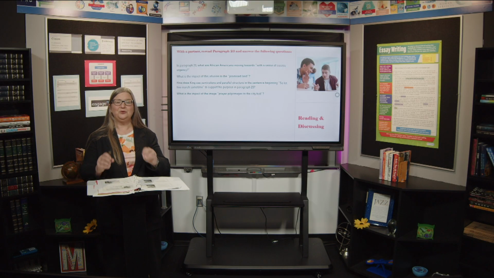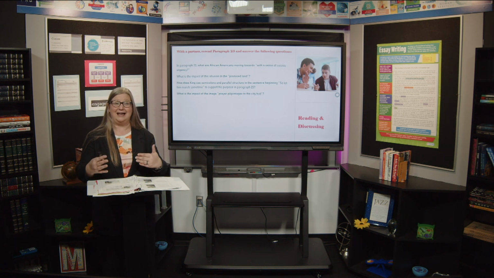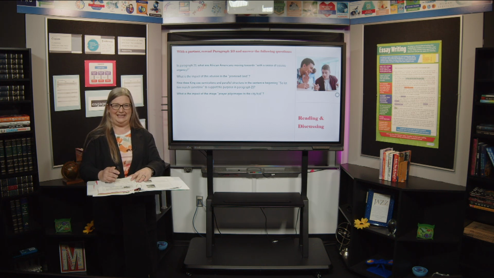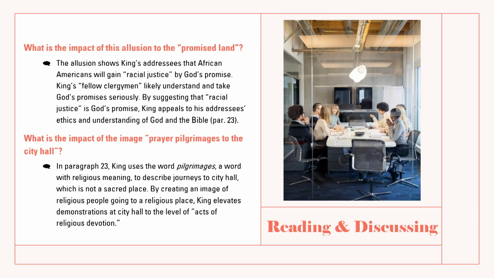Great job. You guys did such a good job with the last set of questions that you came up and asked and discussed that I'm going to put a couple of questions on the board, and I want you to do the same thing again. So the first 2 questions that you guys will discuss: what is the impact of the allusion to the promised land, and what is the impact of the image prayer pilgrimages to City Hall?